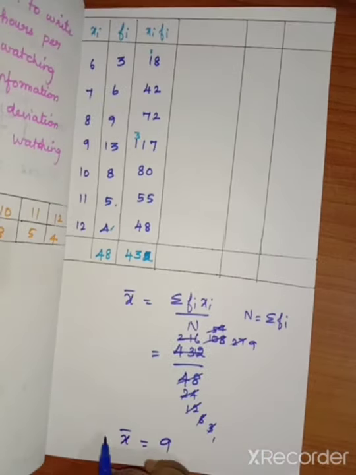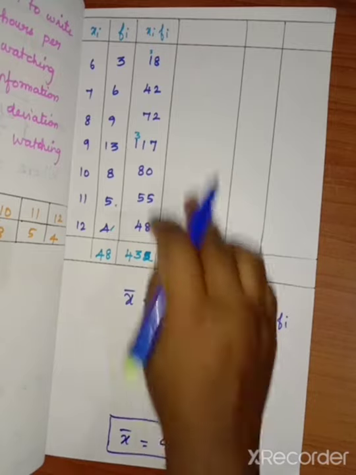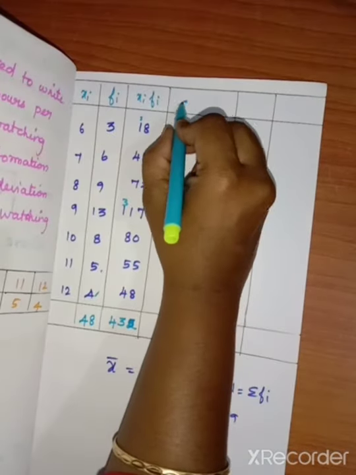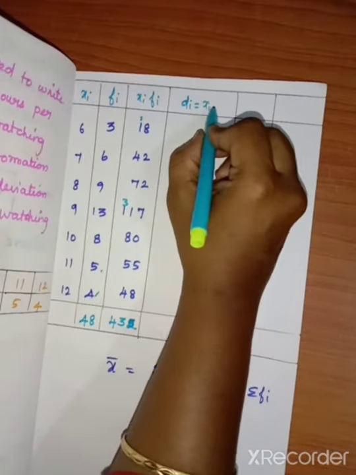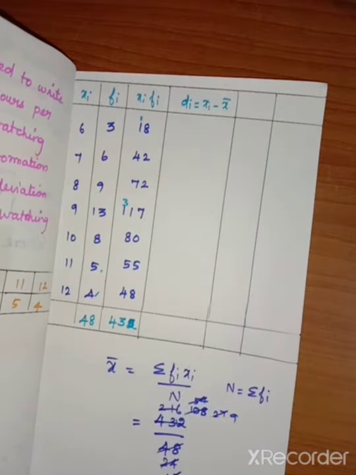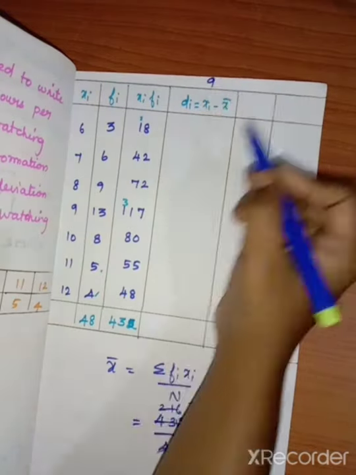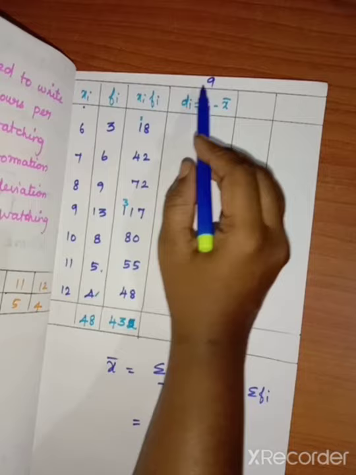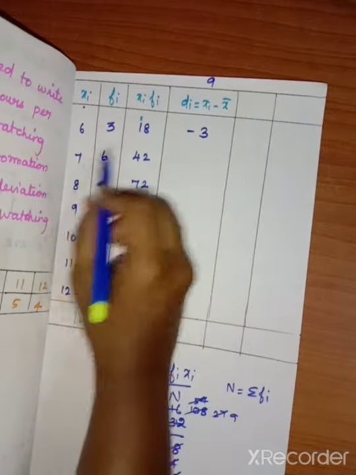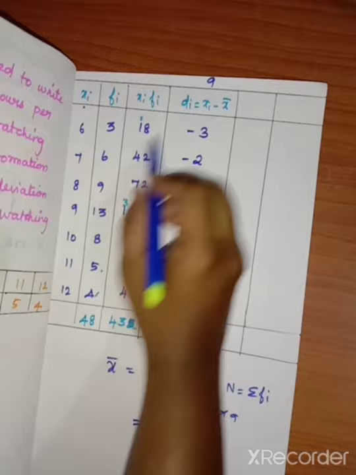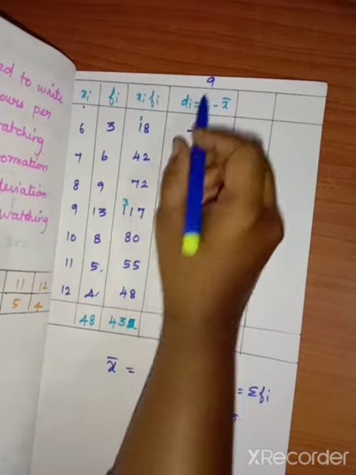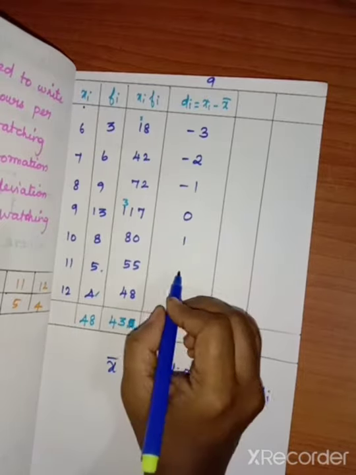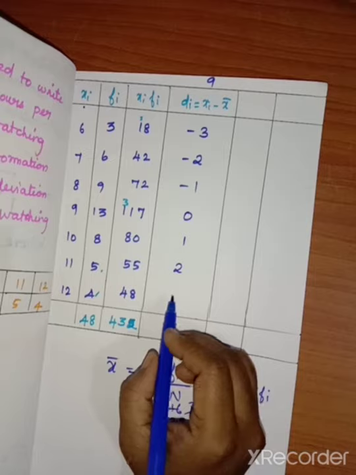If you find the x bar alone, then we want to substitute in the next one, that is di. So di we want to find, that means xi minus x bar. So here x bar, that is 9. So xi is in the first one. So we want to subtract. So 6 minus 9 is minus 3. 7 minus 9 is minus 2. 8 minus 9 is minus 1. 9 minus 9 is 0. 10 minus 9 is 1. 11 minus 9 is 2. 12 minus 9 is 3.